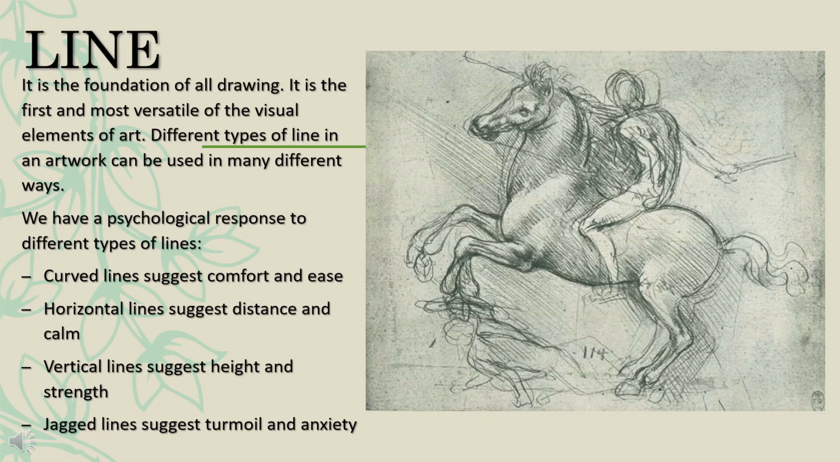Line. It is the foundation of all drawing. It is the first and most versatile of the visual elements of art. Different types of line in an artwork can be used in many different ways. We have a psychological response to different types of lines. Curved lines suggest comfort and ease. Horizontal lines suggest distance and calm. Vertical lines suggest height and strength. Jagged lines suggest turmoil and anxiety.